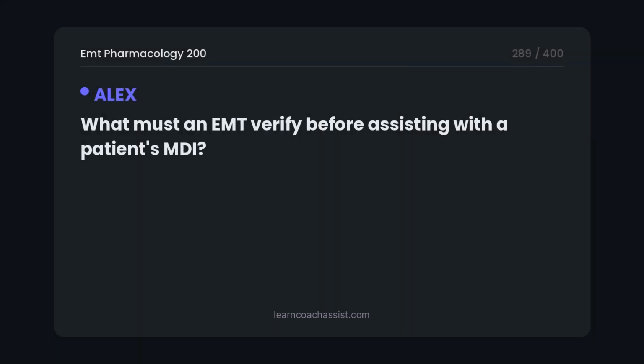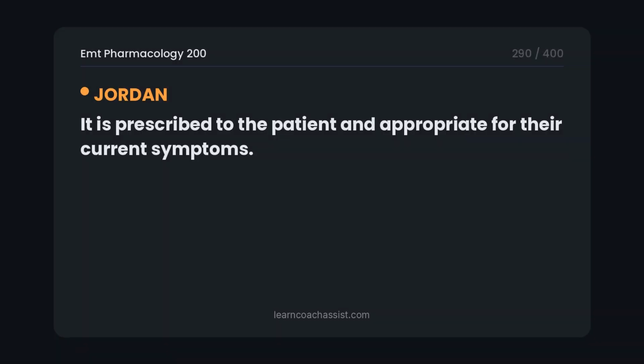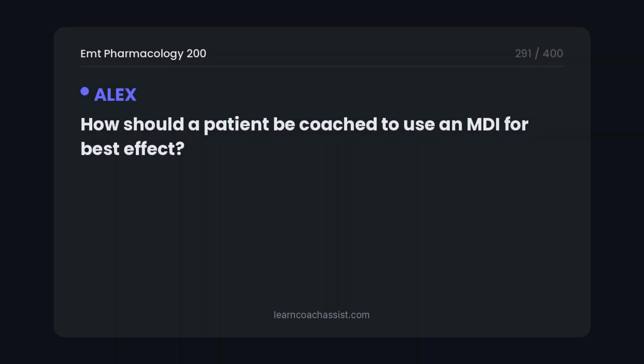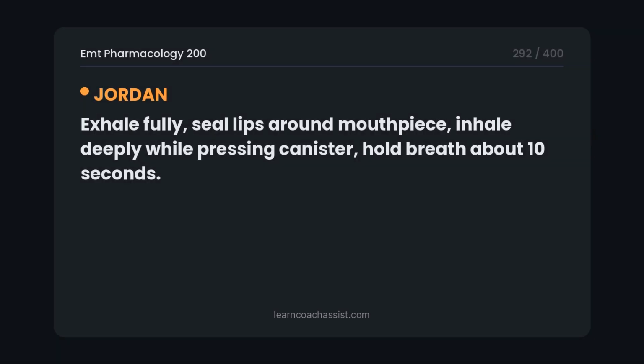What must an EMT verify before assisting with a patient's MDI? It is prescribed to the patient and appropriate for their current symptoms. How should a patient be coached to use an MDI for best effect? Exhale fully, seal lips around mouthpiece, inhale deeply while pressing canister, hold breath about 10 seconds.